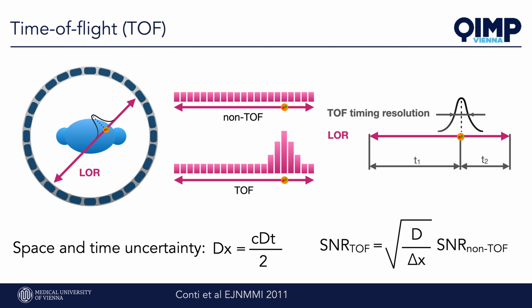In fact, the position is blurred by a time measurement uncertainty named time resolution, which depends on several factors. The smaller the time resolution, the smaller the error on the localization of the source. The space and time uncertainty are proportional according to the equations shown here, where c is the speed of light. The time of flight can help increase the signal-to-noise ratio, and it improves images with decreasing time resolution, and it was shown in previous studies that the gain is larger for larger patients. The time of flight signal-to-noise ratio is proportional to the non-time of flight SNR through the relationship shown here.